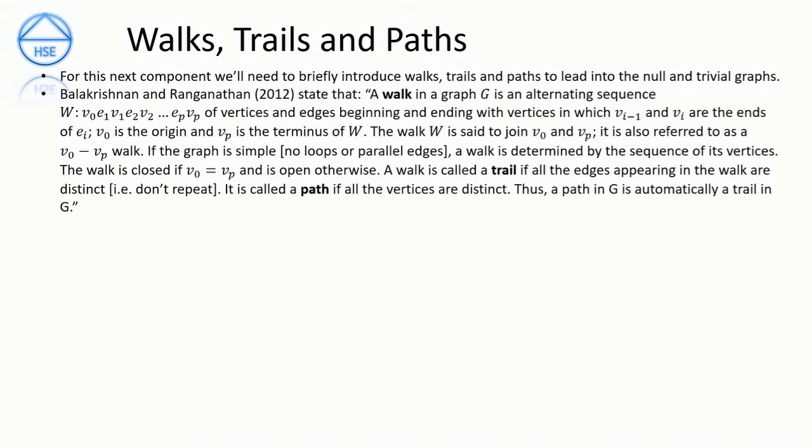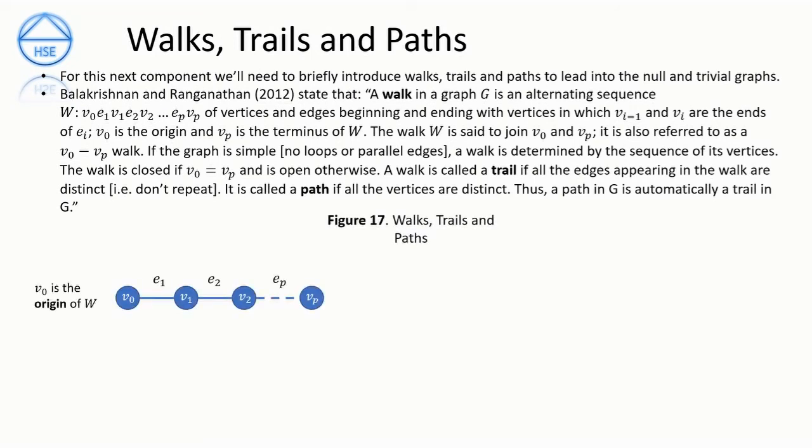Balakrishnan and Ranganathan state that a walk in a graph G is an alternating sequence of vertices and edges beginning and ending with vertices. So if we labelled the start and end vertices with some arbitrary values, then we could say that a journey starts at VO for origin and ends at VP, for one letter after O, not for the same reasons that we labelled the start. If we did, we would have VF for finish or VT for terminal. So back into the protein-rich paragraph above, a walk is an alternating sequence of vertices and edges beginning and ending with the vertices, in which Vi-1 and Vi are the ends of Ei.